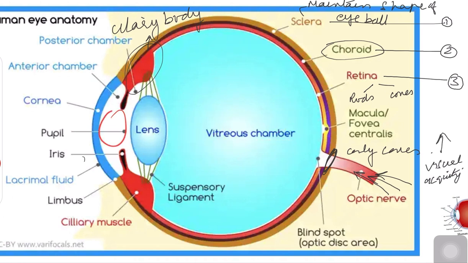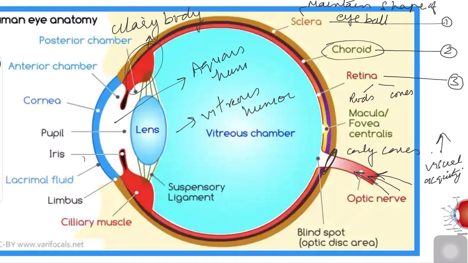Now both these chambers are placed on two sides of the lens. The fluid present in the anterior chamber is called your aqueous humor, and the fluid present in the vitreous chamber is called your vitreous humor. So this part will contain your vitreous humor, and this part, the anterior chamber, will contain your aqueous humor. And with this we come to the end of the anatomy of the eye.